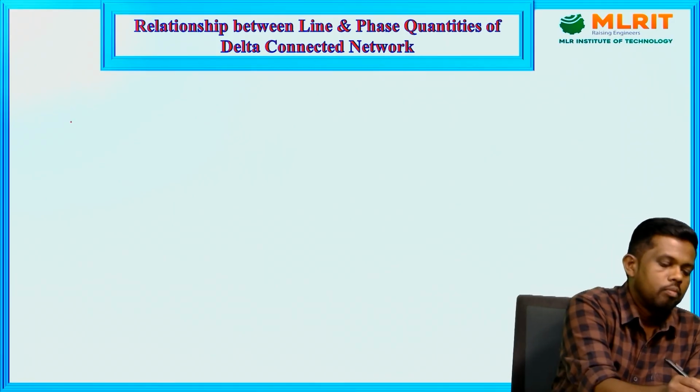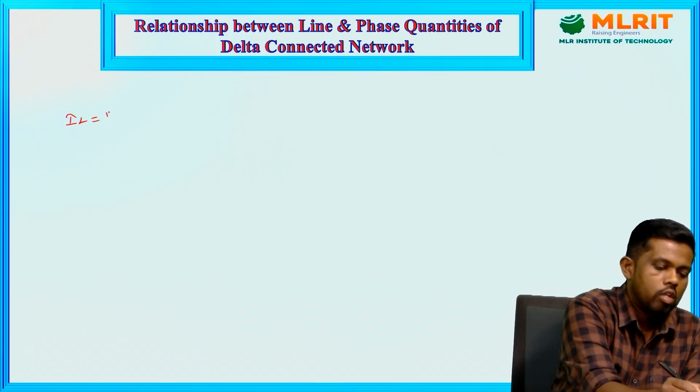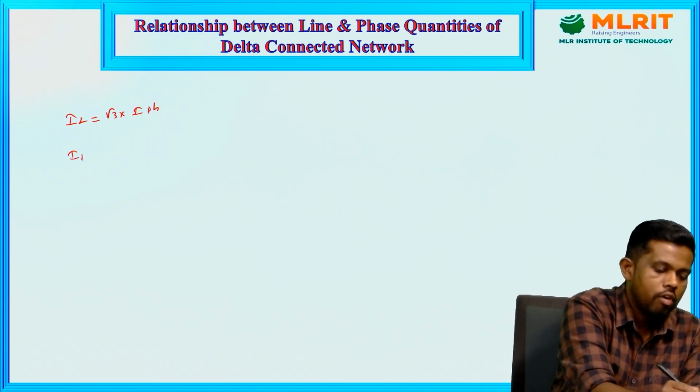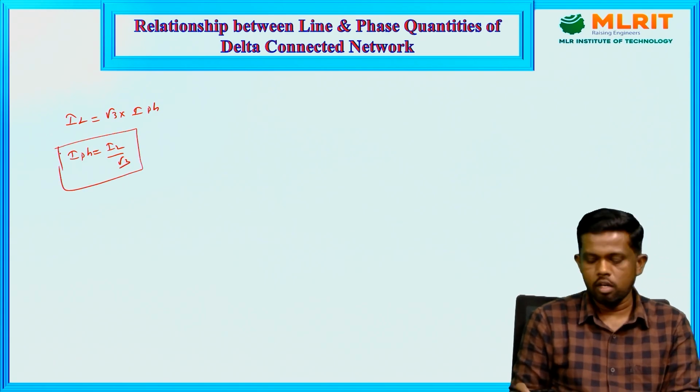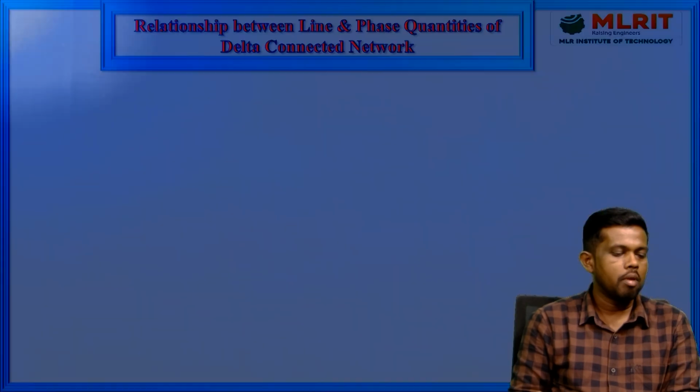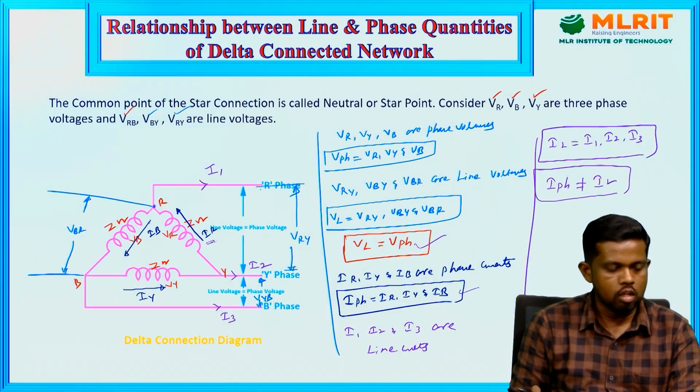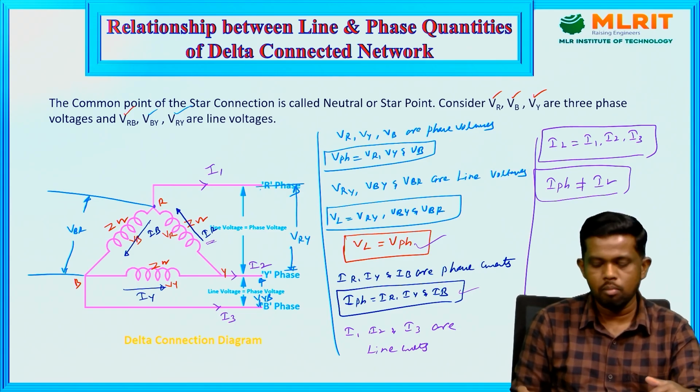So IL equals root 3 times I phase, and I phase equals IL by root 3. So this is the relationship derived between the line and phase currents. We can also apply the same KCL at the other node, the Y node, and we will get the same thing. We'll also apply KCL at node B and get the same relation.